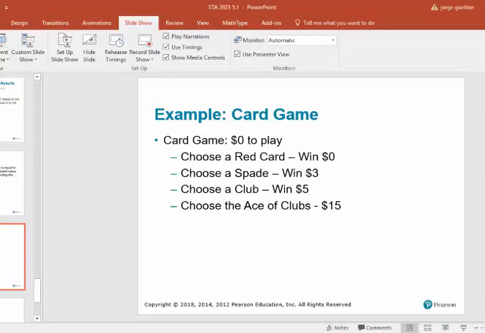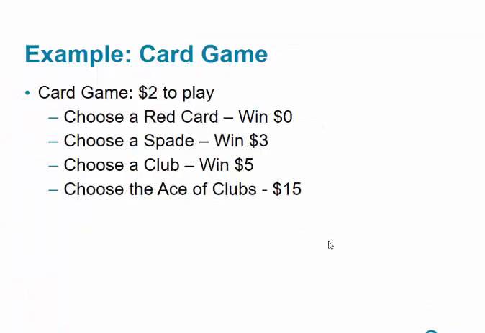Now let's get back to the next example. What happens if I have to pay $2 to play? Everything is still the same. I pay $2 to play. I win 0 if I get a red card. I get $3 if I get a spade. I win 5 if I get a club, and I get 15 if I get the ace of clubs.